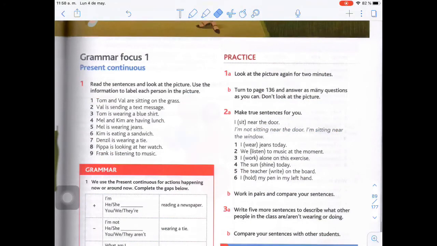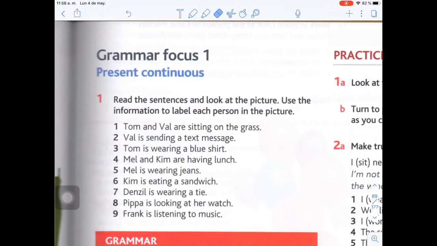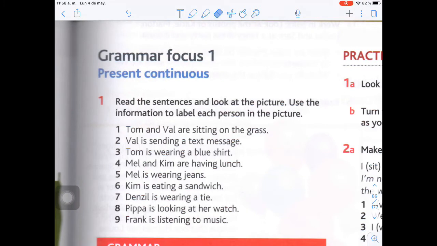The present continuous is the tense that we use to talk about the things that are happening now or around now. It's a very simple tense to form. There are some rules you have to learn and master in order to do the activities and to study for the test. Okay, to start working with the present continuous in the book, we have to do this exercise.